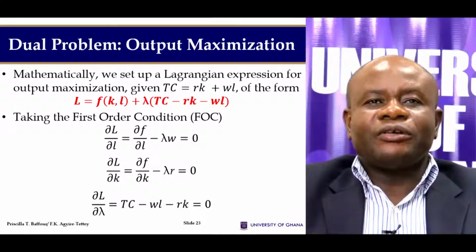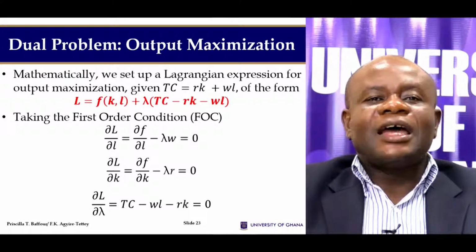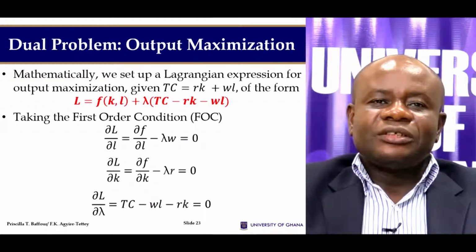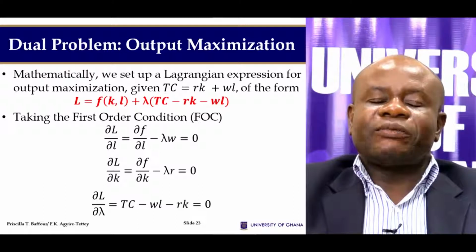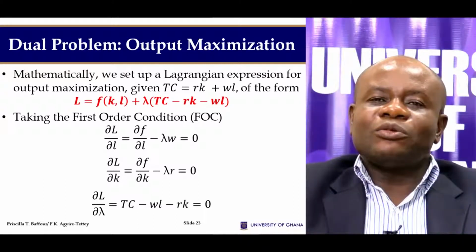Then we do the same for the Lagrangian multiplier. So we take the first order condition with respect to the Lagrangian multiplier, and that gives us the total cost minus the price of labor multiplied by the amount of labor employed, minus capital times the price of capital, and all of it must be equal to 0.